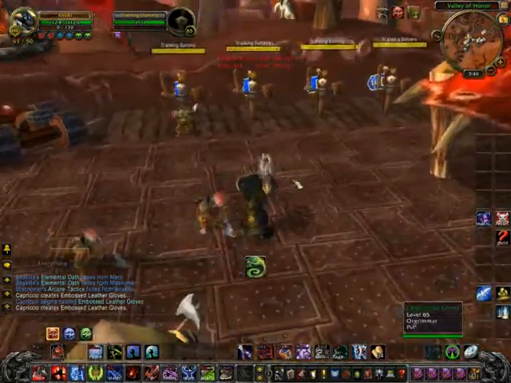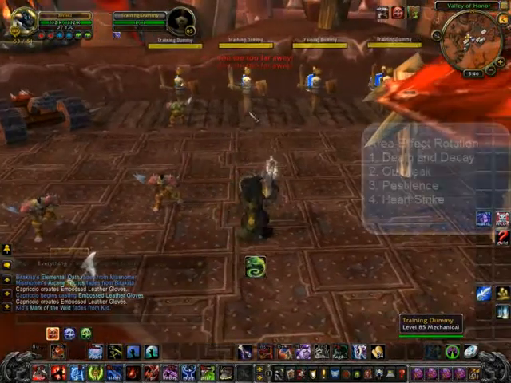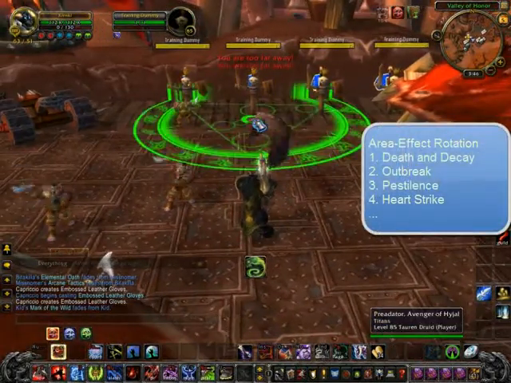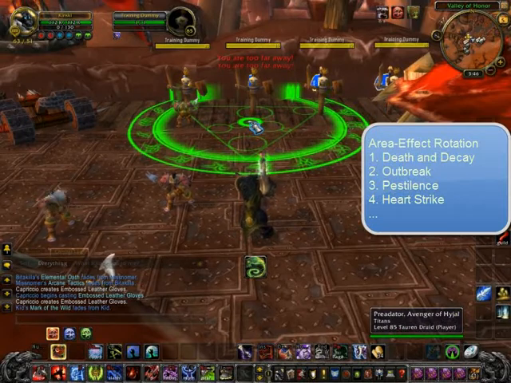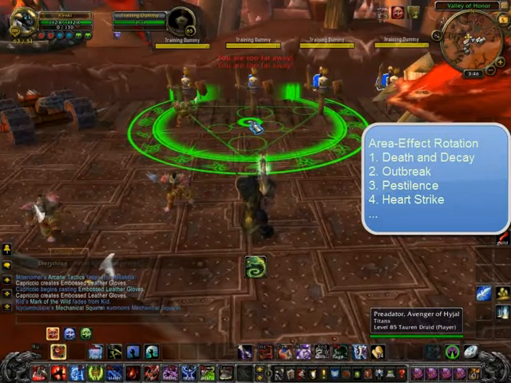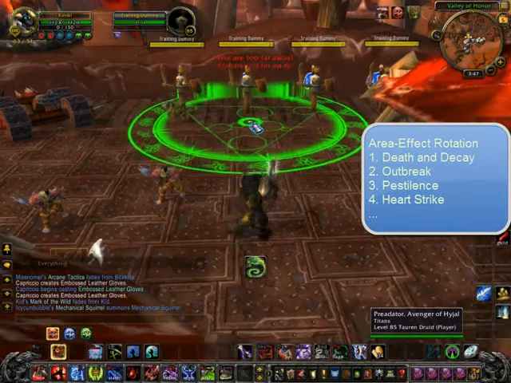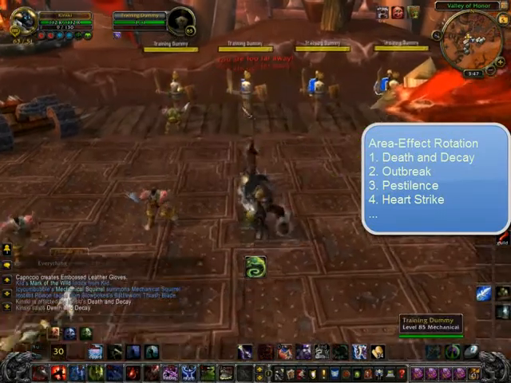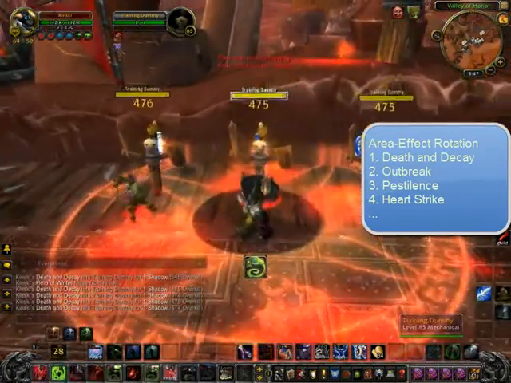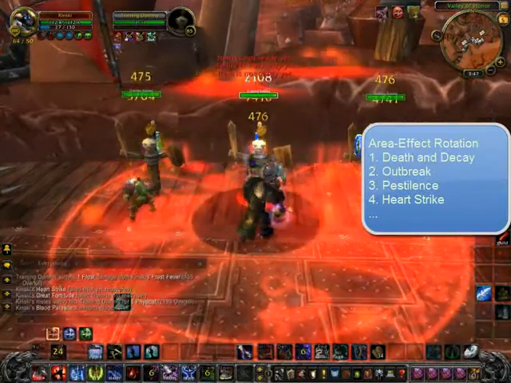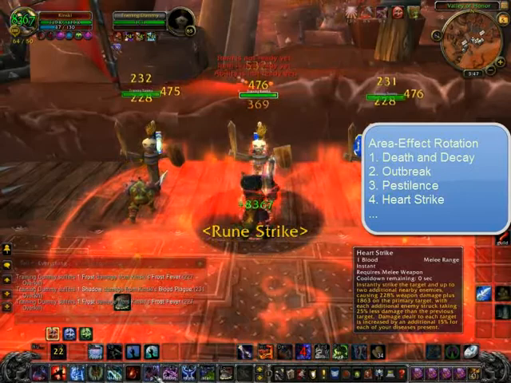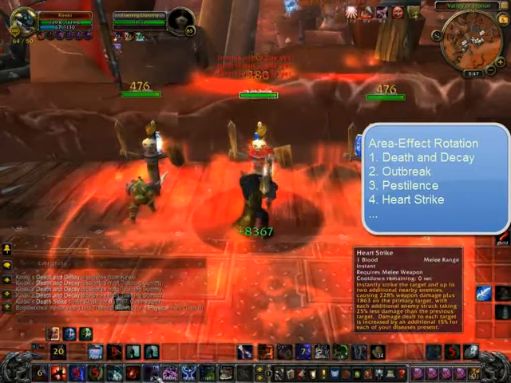Typically a way that I'll open up, let's demonstrate right now on these target dummies. What I'll usually open up with is Death and Decay. If Outbreak is available, I'll cast Outbreak and then spread the diseases with Pestilence. So let's go ahead and demonstrate right now. Death and Decay, get in close, Outbreak, Pestilence, then start spamming Heart Strike whenever it's available.